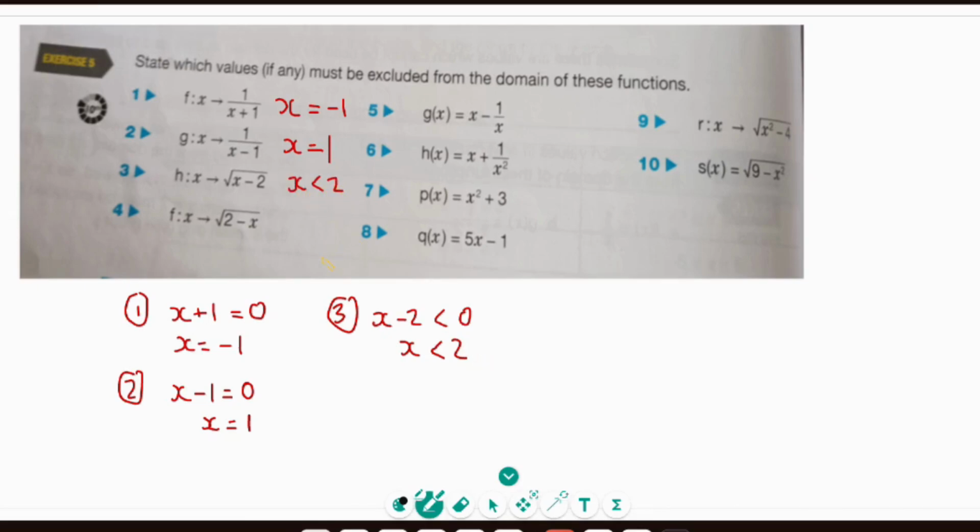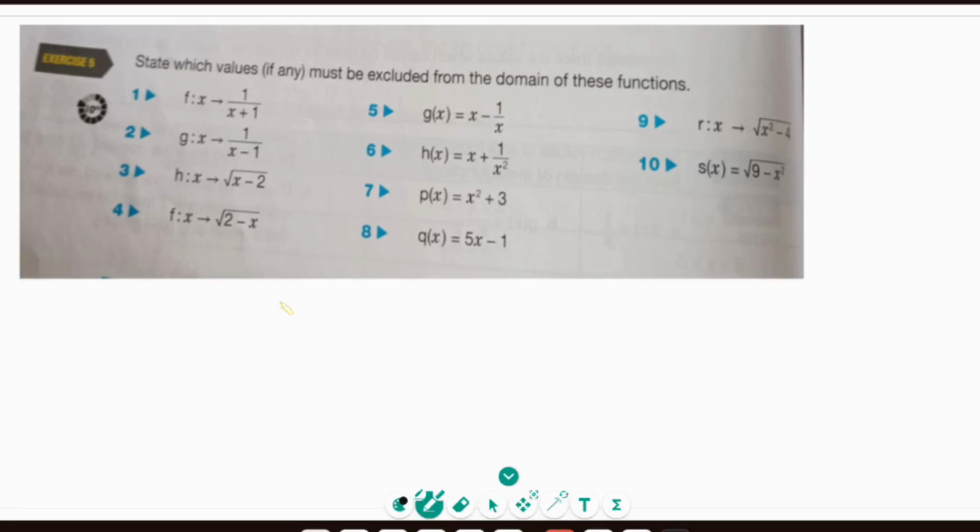Anything less than 2, so it can be 2 because 2 take away 2 is 0. You can square root 0. If it was 1, 1 take away 2 is negative. No. Add x to both sides. X bigger than 2 must be excluded from the domain. If x is bigger than 2, for example 3, 2 take away 3 is negative.